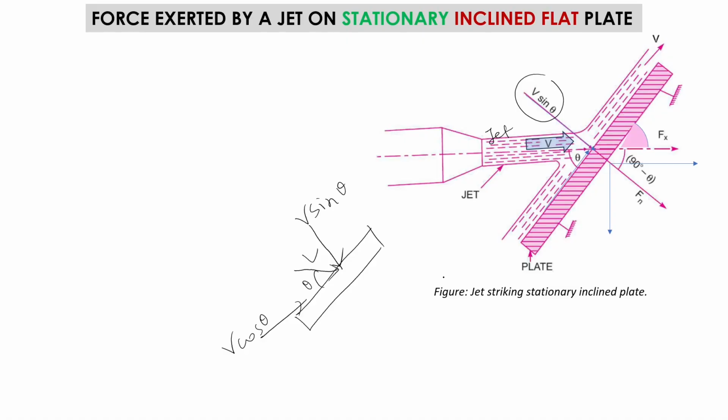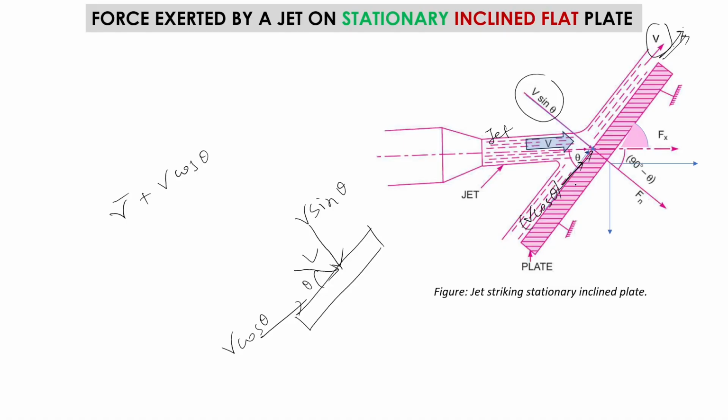But one question can be there in your mind: if this is v cos theta, then why is this v? So I can say the resultant efflux jet velocity can be written as v plus v cos theta, right? As both of them are vector quantities, and this v cos theta has a direction in this direction.